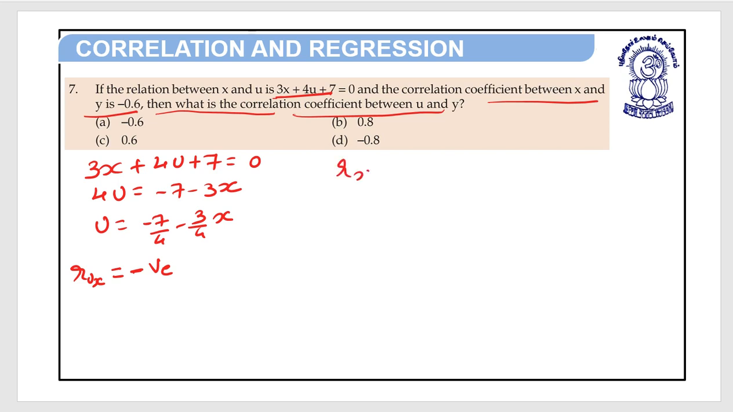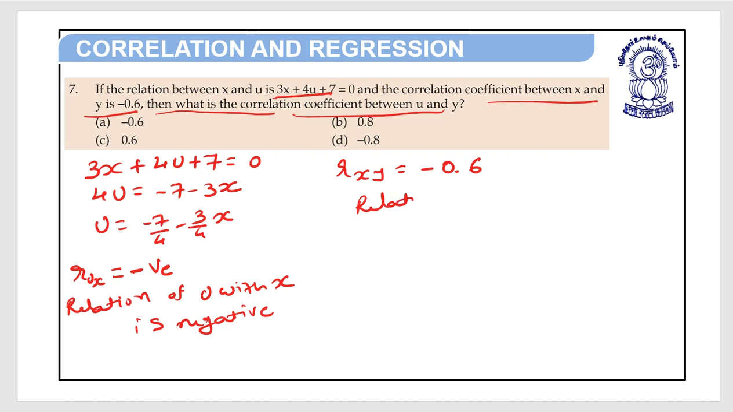RXY is given as minus 0.6. Here the relation of U with X is negative. In the same way, the relation of X with Y is negative, which means a negative sign is there. So ultimately RUY becomes negative.